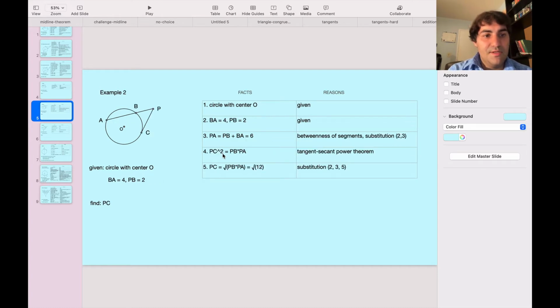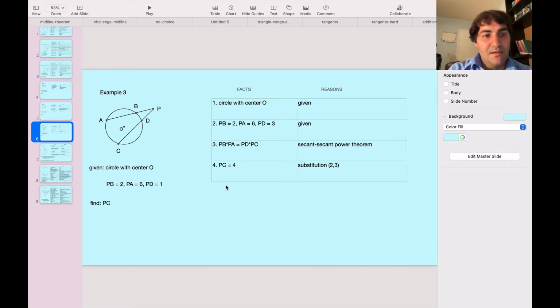Okay, example 2, given a circle center O, BA equals 4 and PB equals 2. Find the length of PC. So we write down what we know, and let's find out what PA is equal to. PA is equal to PB plus BA by the betweenness of segments, and we can just substitute 4 plus 2 is 6, right? So by the tangent secant power theorem, PC squared is equal to PB times PA. So PC is equal to square root of PB times PA. So what is PB? PB is 2 and PA is 6, so we get the square root of 12.